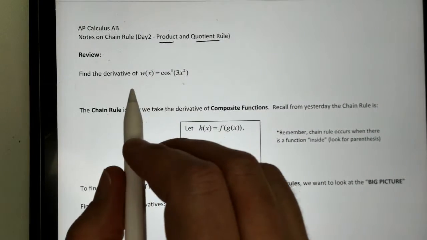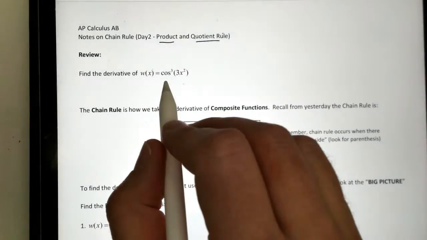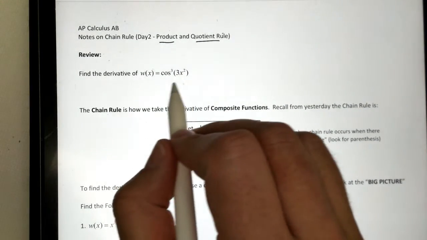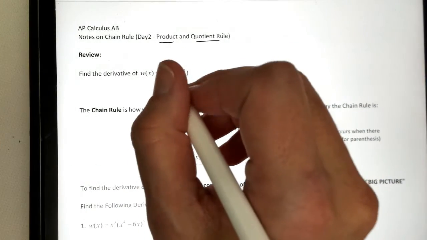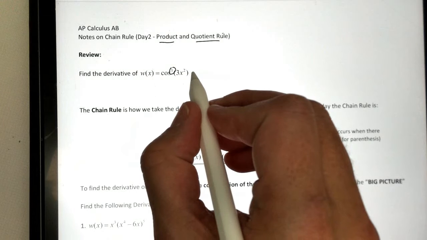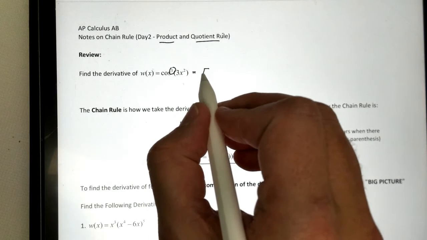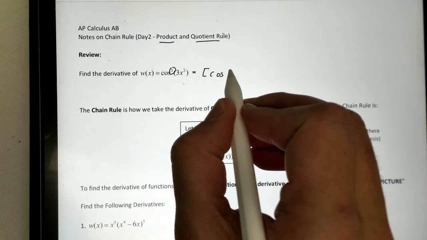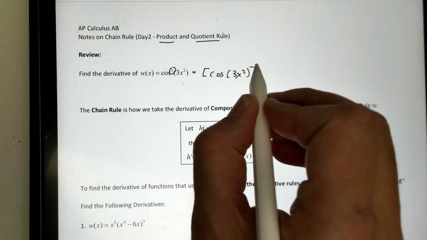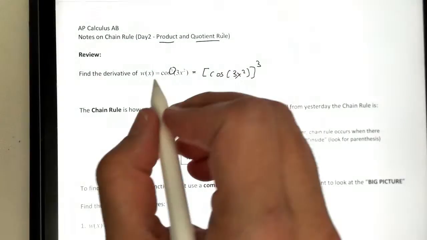Let's say we have a function w of x, and it's defined as the cosine cubed of 3x squared. We saw this yesterday and in our homework. We don't like the 3 where it's at. So what we said yesterday was we always want to rewrite it, the cosine of 3x squared, cubed. And now we can take the derivative.